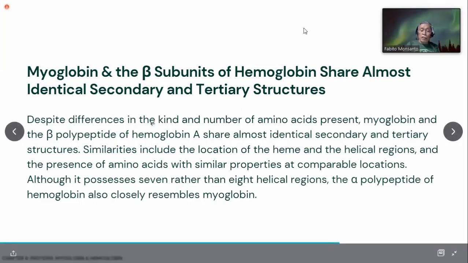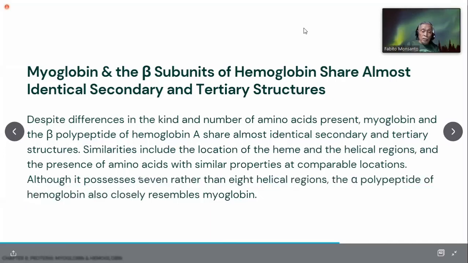Despite the differences in kind and number of amino acids present in myoglobin, there are 153 amino acids, and the beta polypeptide of hemoglobin share almost identical secondary and tertiary structures. Similarities include location of heme and the helical regions. Remember, there are 8 helical regions. The presence of amino acids with similar properties at comparable locations.